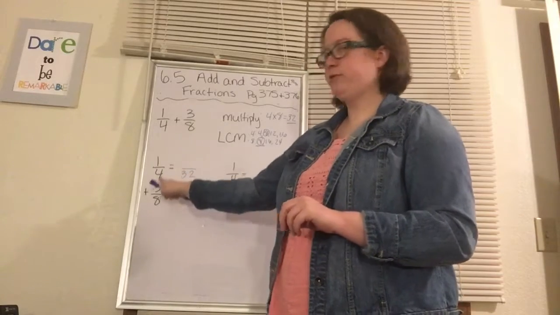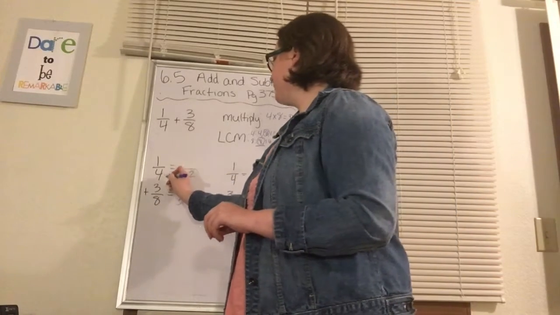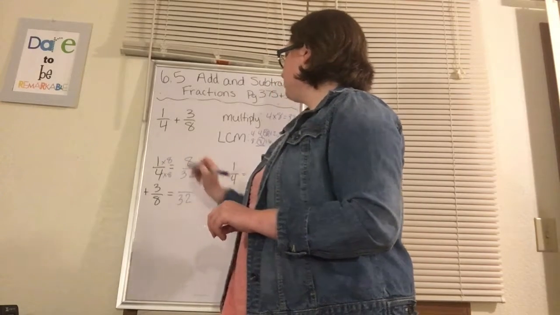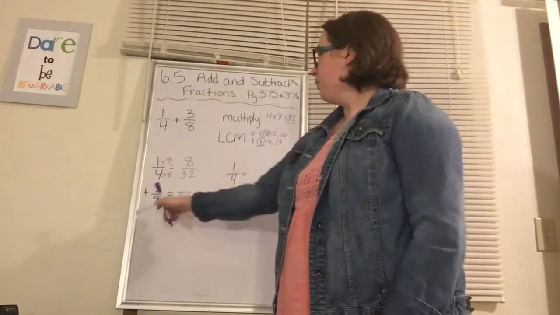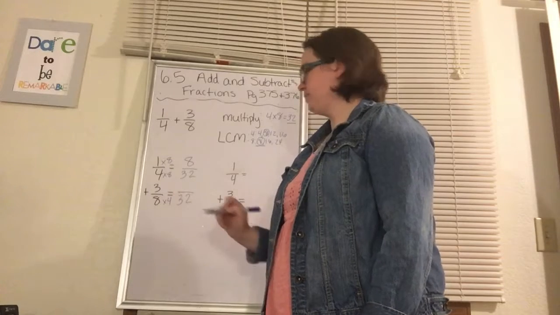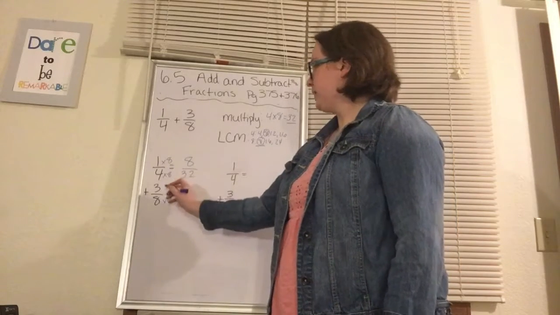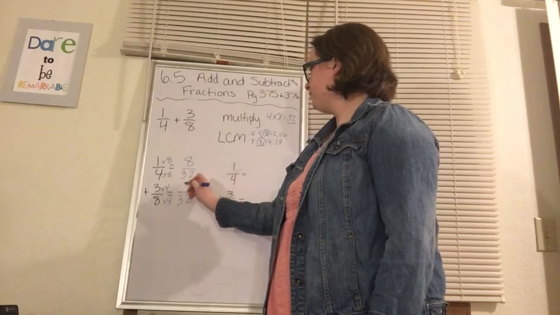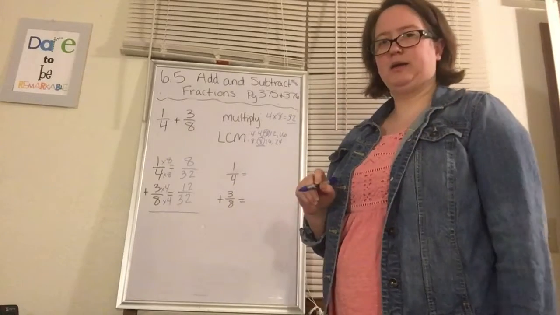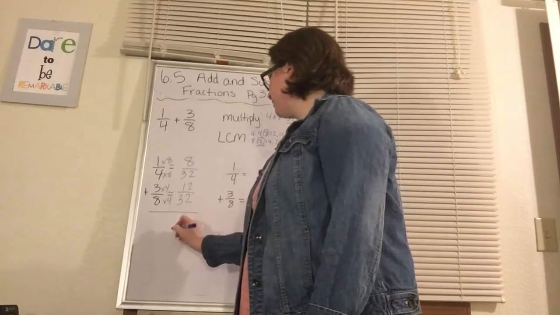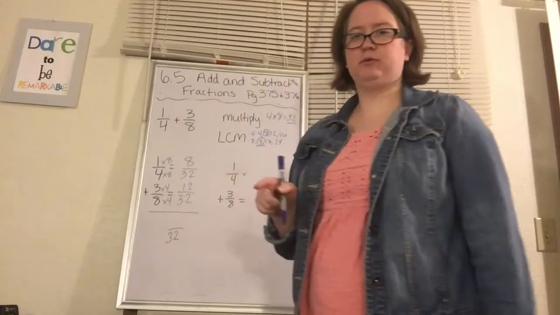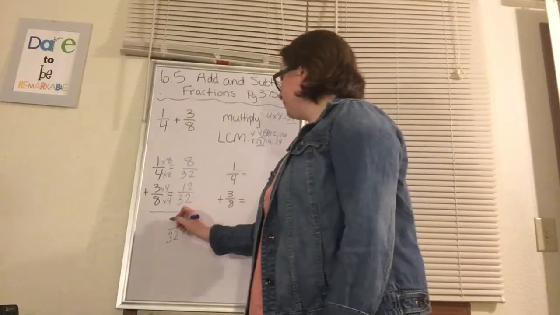So to get 32 from 4, we multiply by 8, which means we have to multiply the 1 by 8, which is 8. We multiplied our 8 by 4 to get 32, and so we have to multiply our 3 by 4. So it gives us 12. Now we can add. Our denominator is going to stay the same. It's going to be 32. So now we need to add 8 plus 12. Well, 8 plus 12 is 20.